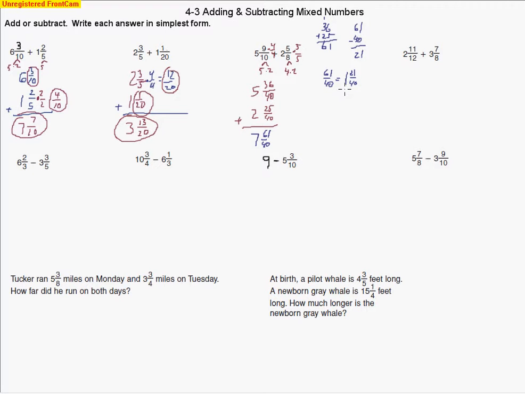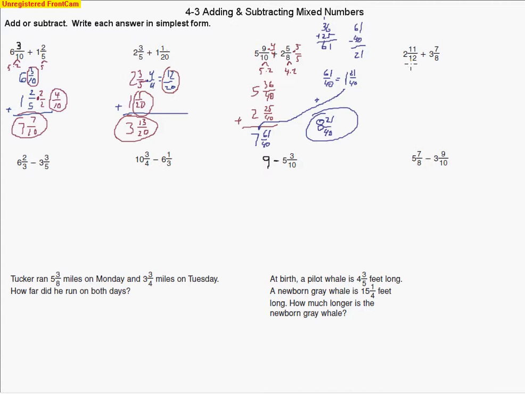So I'm going to take this 1 right here, and I'm going to add it to the 7. So I'm adding these two numbers together. And that's how I'm getting 8 and 21/40. That's the answer I have. So we'll see the same situation on this next problem.